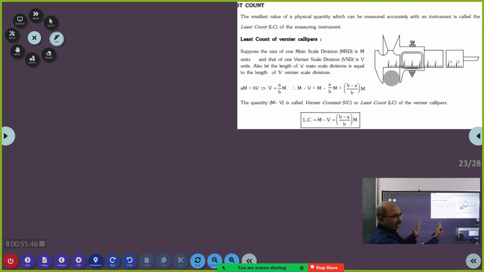The vernier can be 100, much bigger. I showed you only 10 divisions. It can be 20, 30, 40, any number of divisions. Then say A will be 40 on the main scale, corresponding to what on the vernier scale. So B is equal to A by M. So M minus B is equal to M minus A by B. Are you getting the same formula that I wrote here?